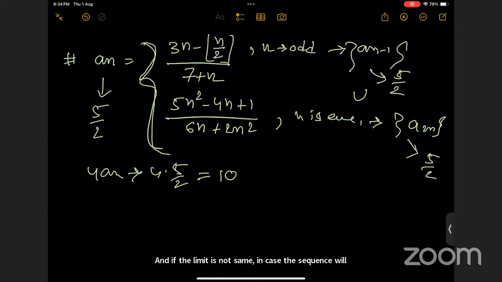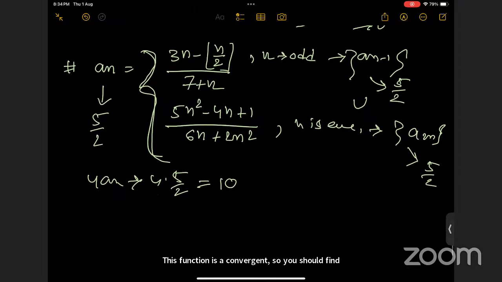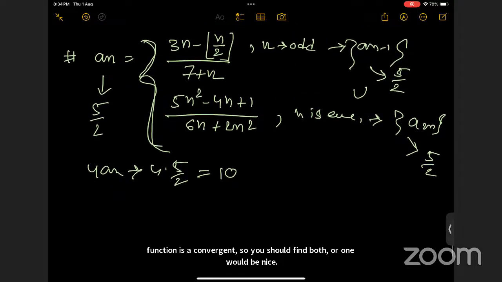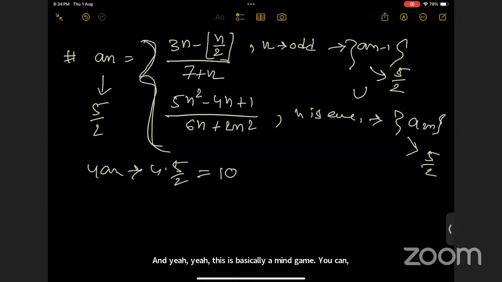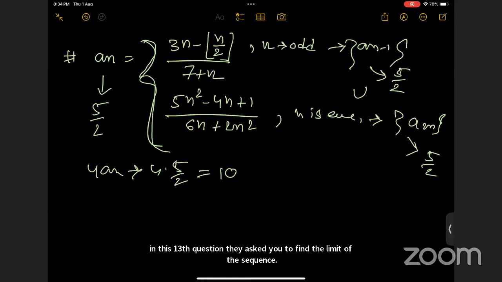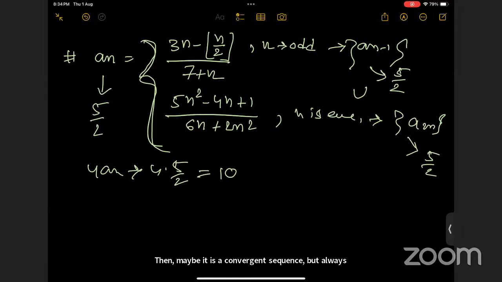Okay. But ma'am, if a question is like this, that they have asked for an, then it shows that this function is convergent. So should we find both, or would one be enough? They made sure it converges. Yeah, because they made sure it is convergent, 5 by 2. Then, yeah. This is basically a mind game. You can check this one. Because in this 13th question, they asked you to find the limit of the sequence, then maybe it is a convergent sequence. But it is always better to check both if it is not mentioned in the question that the sequence is convergent.